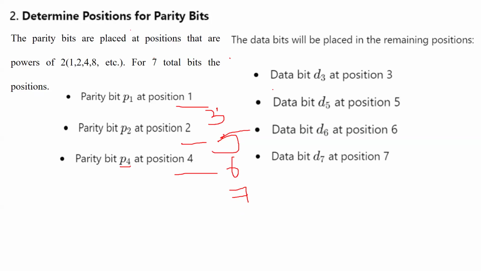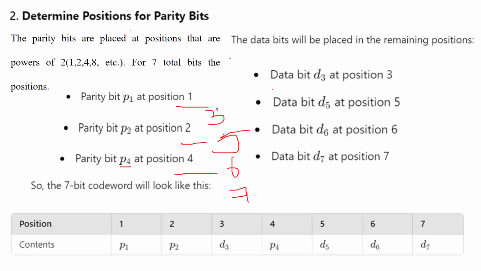Now the data bits and the parity bits will be arranged in a single code word. You can see the positions and their contents. 1, 2, 4 are parity bits. 3, 5, 6 and 7 are data bits. So now it is clear. We have determined the positions of the parity bits as well as the positions of the data bits.